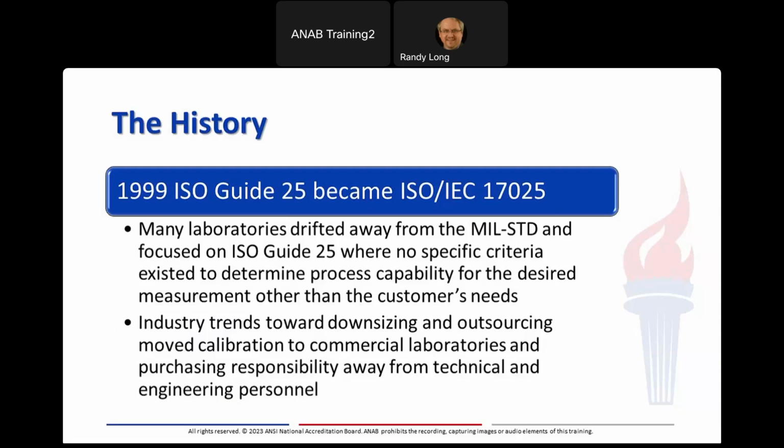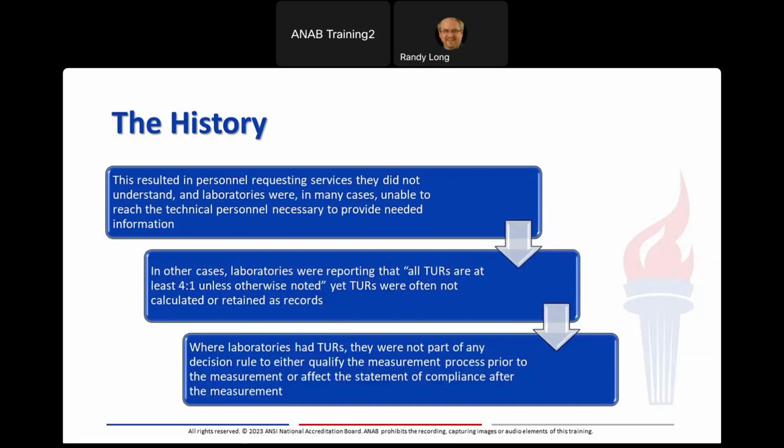Industry trends toward downsizing and outsourcing moved calibration and commercial laboratories and purchasing responsibilities away from technical and engineering personnel, who we used to go to. This resulted in personnel requesting services who did not understand, and laboratories were, in many other cases, unable to reach a technical person necessary to provide the needed information.